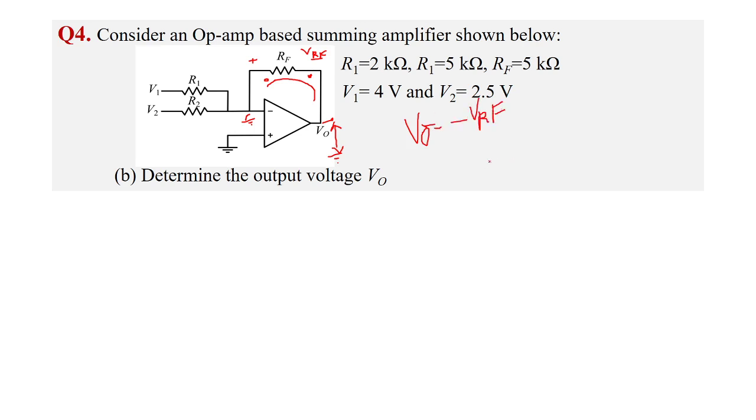So what is VRF? VRF is the voltage across RF, right? What is the current through RF? It is IF, and VRF is IF into the resistance RF.